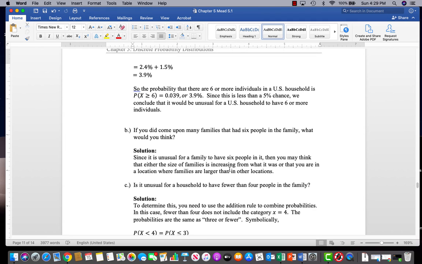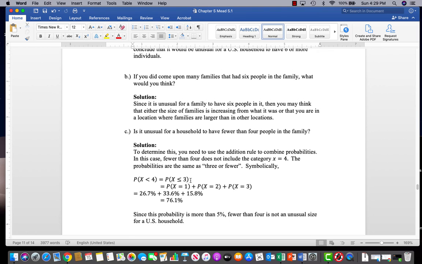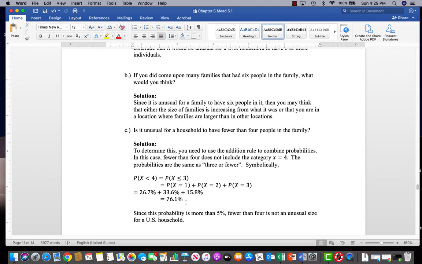Okay, part B and part C are similar. Part C in particular says, is it unusual for a household to have fewer than 4 people in the family? If you do fewer than 4 people, x is less than 4 is what fewer means. That's the same as x equals anything that's less than or equal to 3. So 0, 1, 2, or 3. So we add up x equals 1, x equals 2, and x equals 3, and we get 76%. So that's way more than 5%, so that would not be an unusual size for a U.S. household.